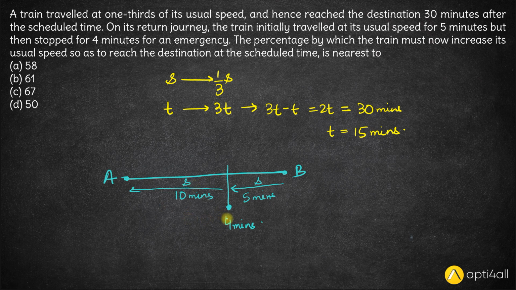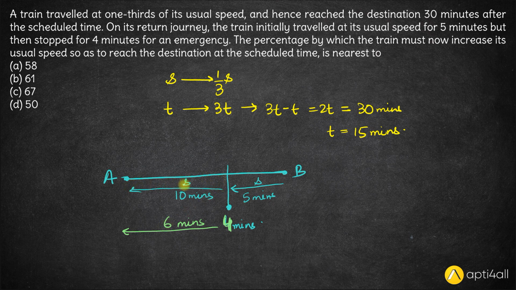But because he stops for 4 minutes at this point, now to cover the whole distance within 15 minutes, he would have to cover this distance in how many minutes? 15 minus 5 minus 4, that is 6 minutes. Out of 15 minutes, he has already spent 9 minutes, so he only has 6 minutes left. So instead of 10 minutes, he has to cover this distance now in 6 minutes, right?